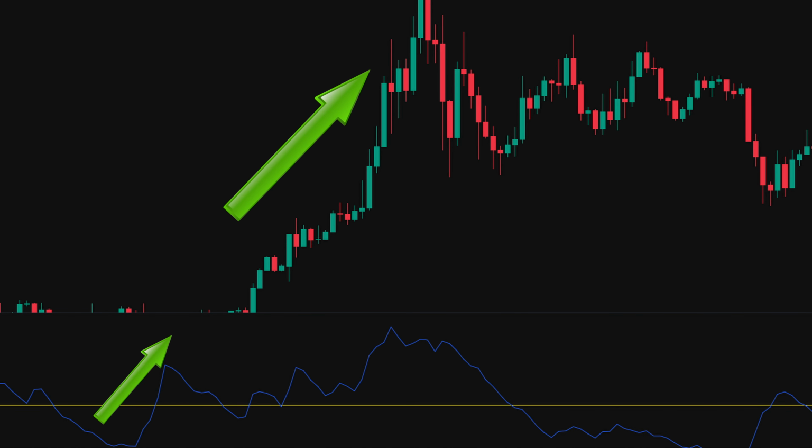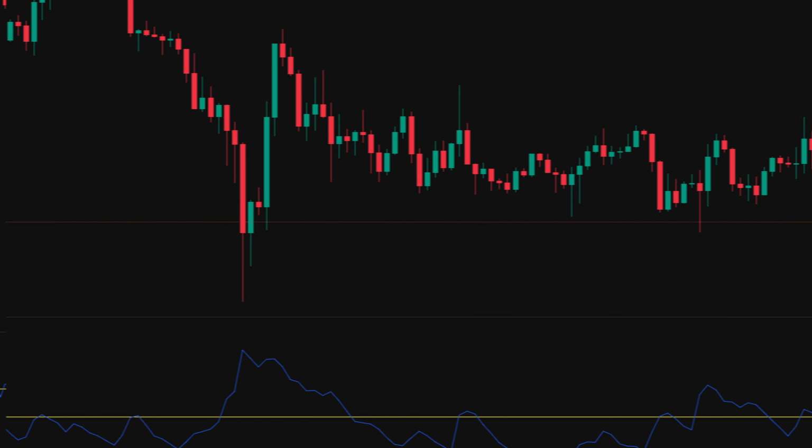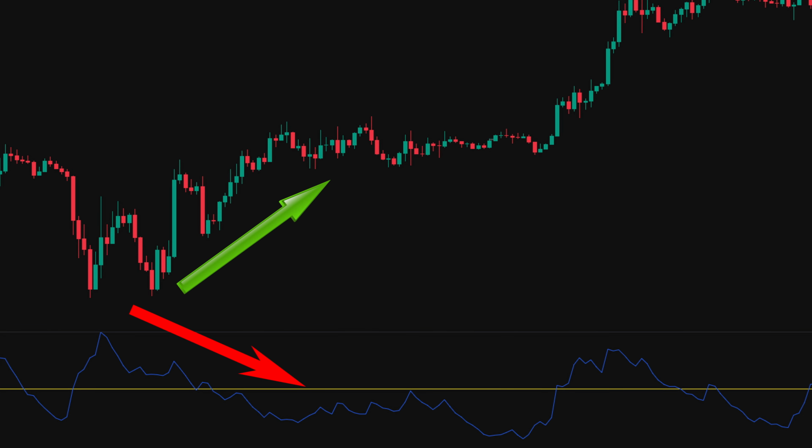Price rising and volume rising, strong uptrend. Price falling and volume rising, strong downtrend. If price is moving but volume is falling, this is a weak trend. Be cautious, such moves often end in a reversal.